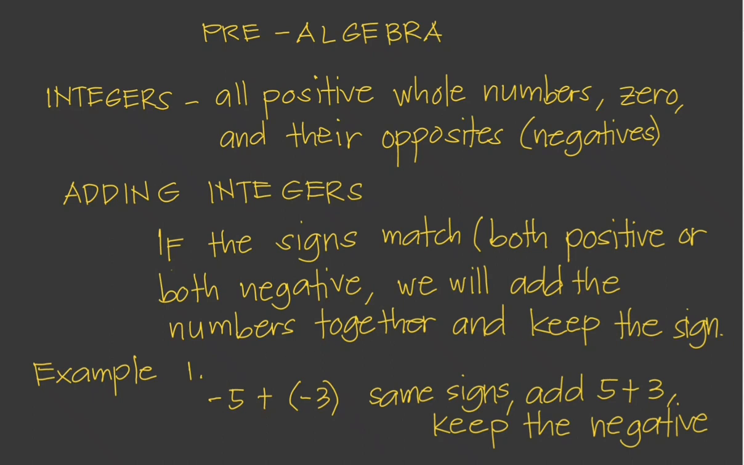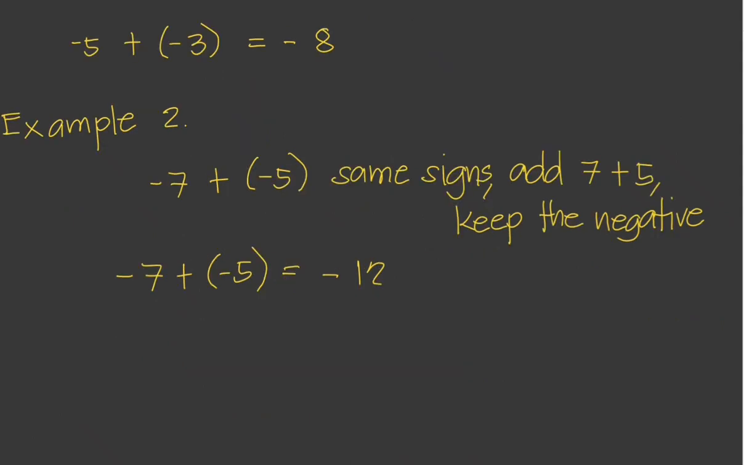Say for example, we're given -5 plus -3. 5 and 3 here have the same signs, so we just have to add 5 and 3 and keep the negative sign. So -5 plus -3 equals, okay, 5 plus 3 is 8, and then you copy the negative sign.